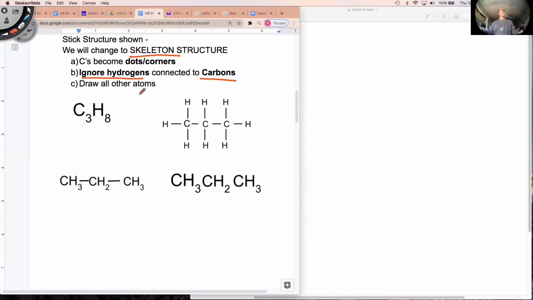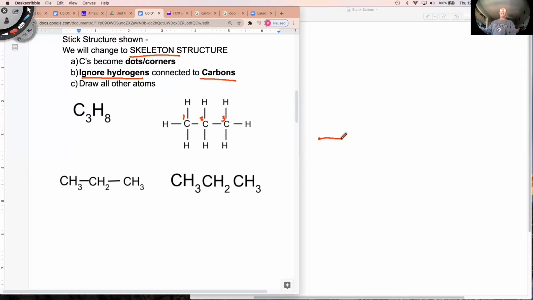So first things first, right? I'm going to call this one carbon 1, carbon 2, and carbon 3. And I'm going to draw it right here for you. It says that each carbon turns into a dot. That would be carbon 1. And this would be carbon 2. And then what's going to happen is we're going to connect those together.